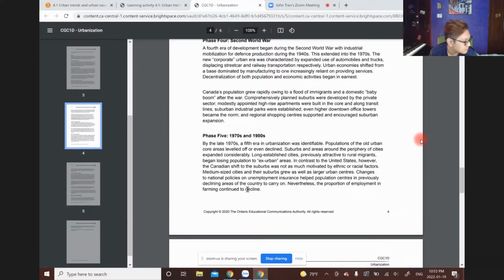Long established cities previously attractive to rural migrants began losing population to ex-urban areas, in contrast to the United States. However, the Canadian shift to suburban was not as much motivated by rational factors. Medium-sized cities and their suburbs grew as well as larger urban centers. Change to the national policy on unemployment insurance helped population centers.